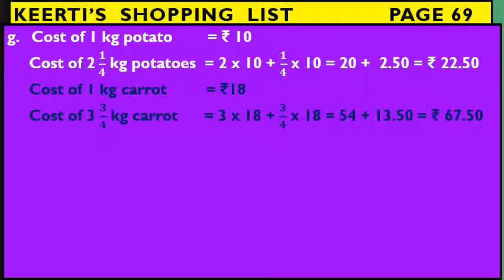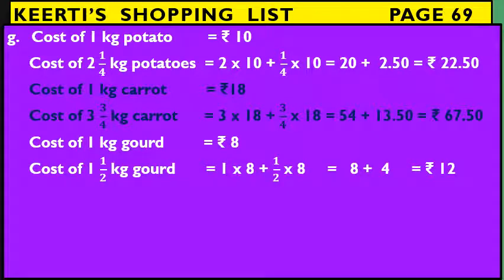Now Kirti also wants to buy carrots weighing 3 3/4 kg. The cost of 1 kg carrot is rupees 18. So cost of 3 kg carrots will be 18 times 3, that is rupees 54. And cost of 3/4 kg carrot will be rupees 13 and 50 paise. So 54 plus 13 rupees 50 paise, it is 67 rupees 50 paise. So cost of 3 3/4 kg carrots will be rupees 67 and 50 paise.